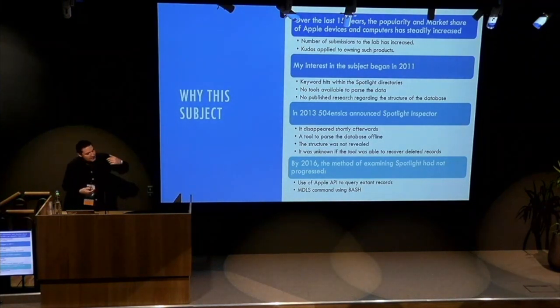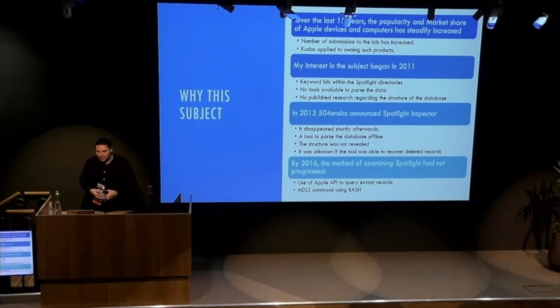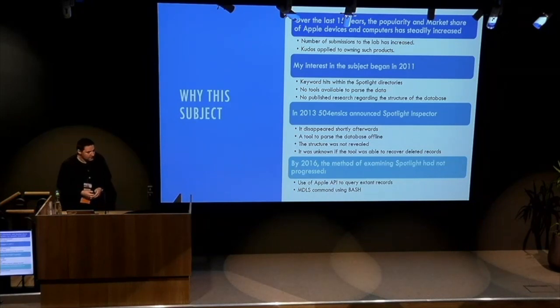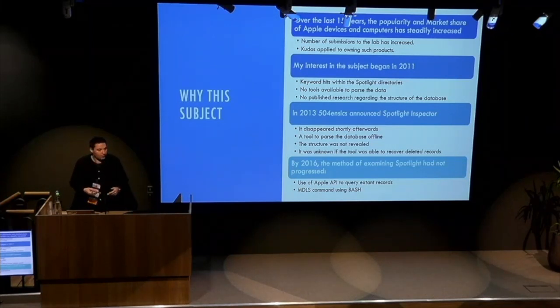Okay, so I'm speaking on Taj's behalf, as I mentioned. So he had this interest in this subject since 2011. So the reason that he focused on this for his research topic on his master's was that the number of Macs that he was encountering in his lab was increasing. The popularity of Macs is obviously continuing to grow. So in 2011, he started off looking at keyword hits on Spotlight directories. There were no tools available to parse the data. The format of the databases was proprietary and not documented. There was no published research about what that looks like from Apple or anyone else.